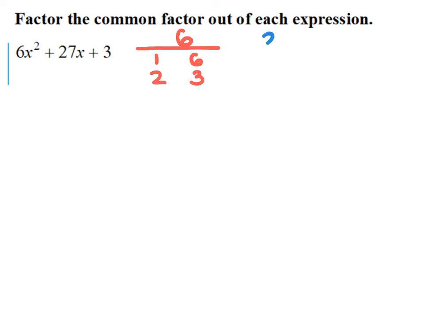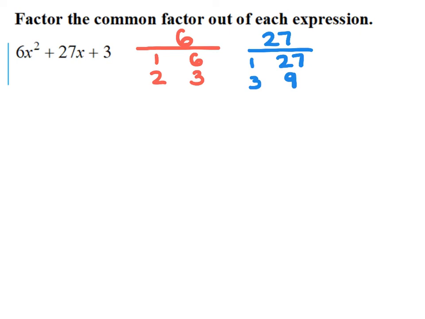For 27, I have 1 and 27. 27 doesn't divide by 2. If I do 27 divided by 3, I get 9. 27 doesn't divide by 4, 27 doesn't divide by 5, 27 doesn't divide by 6, and 27 doesn't divide by 8, so these are all my factors.